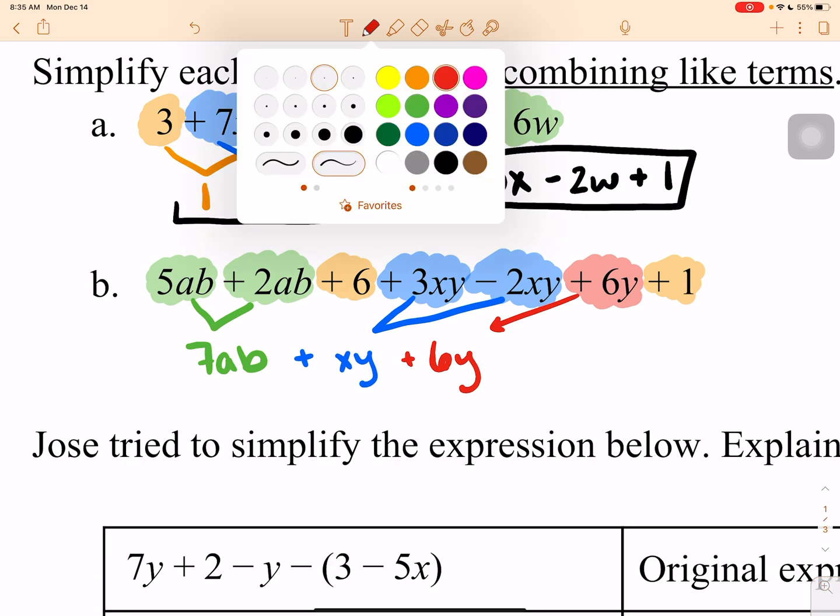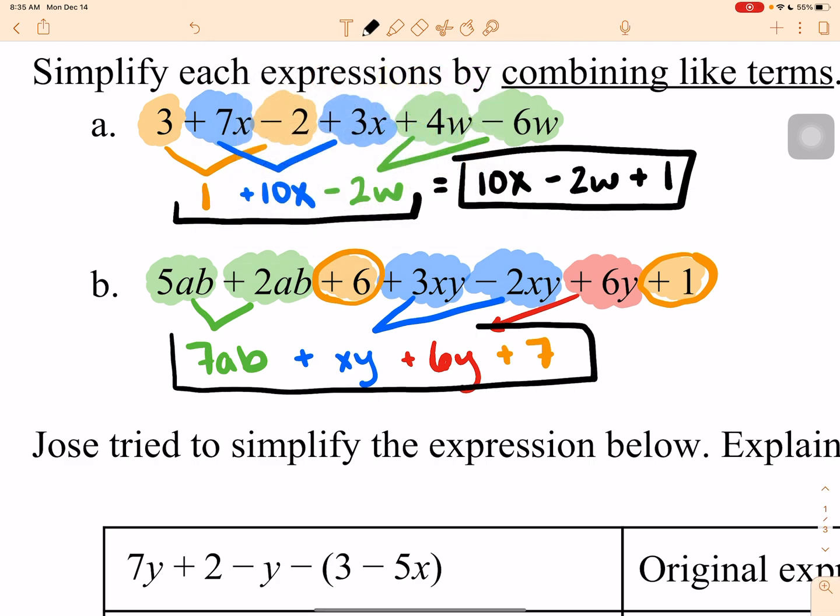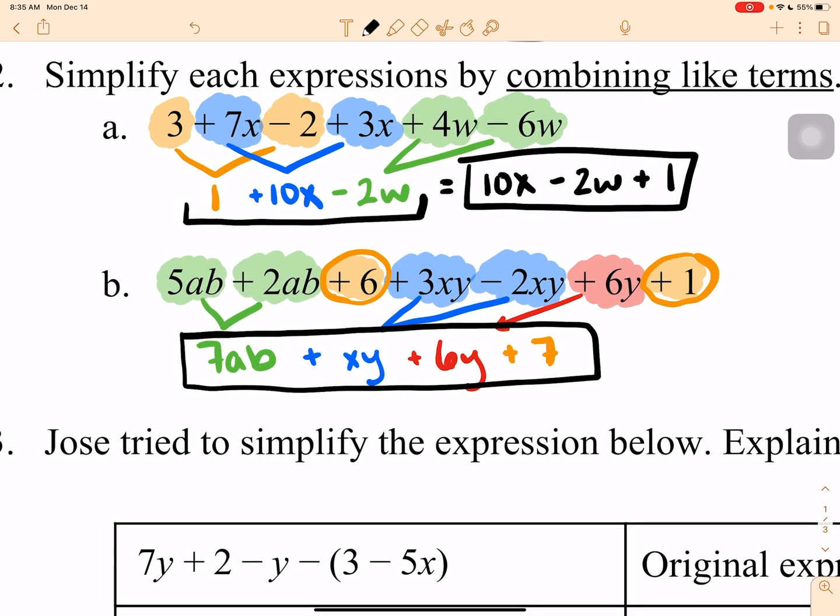And then the 6 plus 1, that's going to be 7. So this is actually in standard form. I did it in alphabetical order. The y by itself goes after the xy because the x comes in that term, so it makes it go before the y. Okay, so again, please pause the video if you need to get caught up.